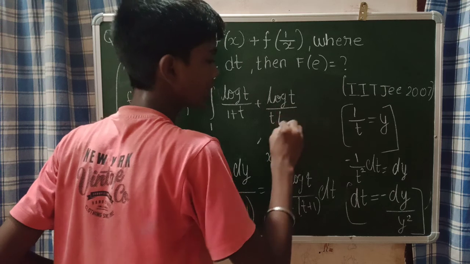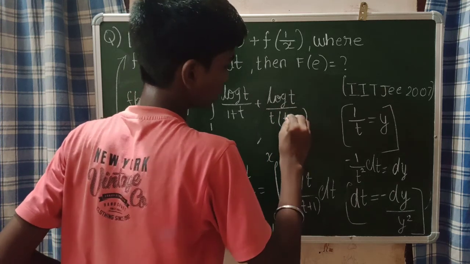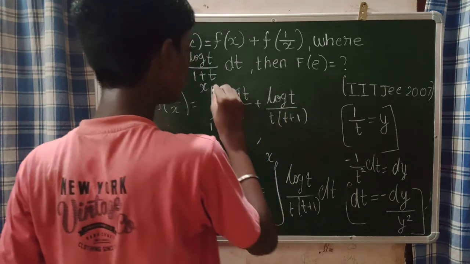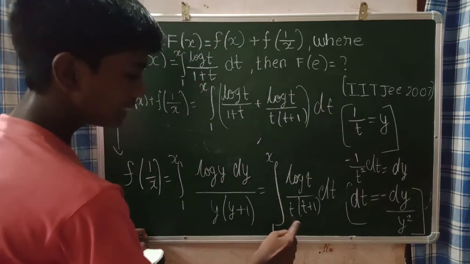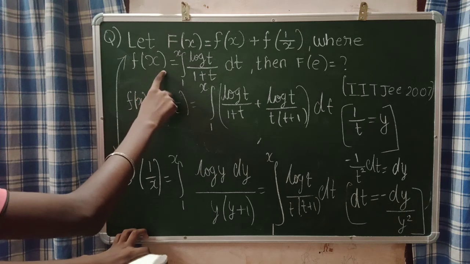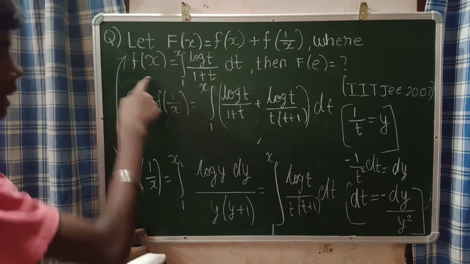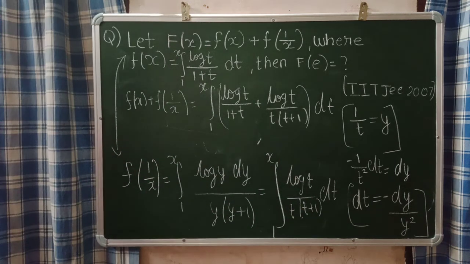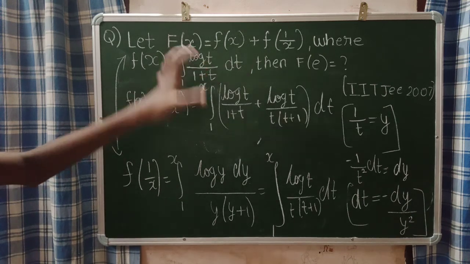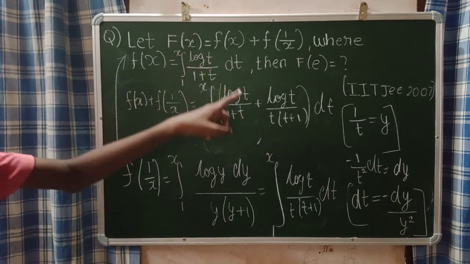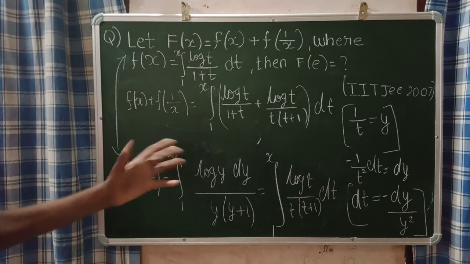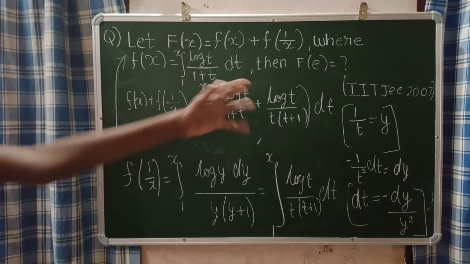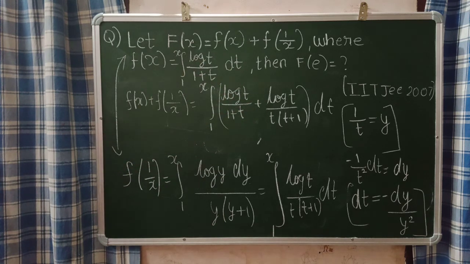So t into t plus 1. Now this is what you will get when you add this and this integral. Because the limits are the same, you can add the inside expression directly. So log t divided by 1 plus t plus log t divided by t into t plus 1. That's what I did now.